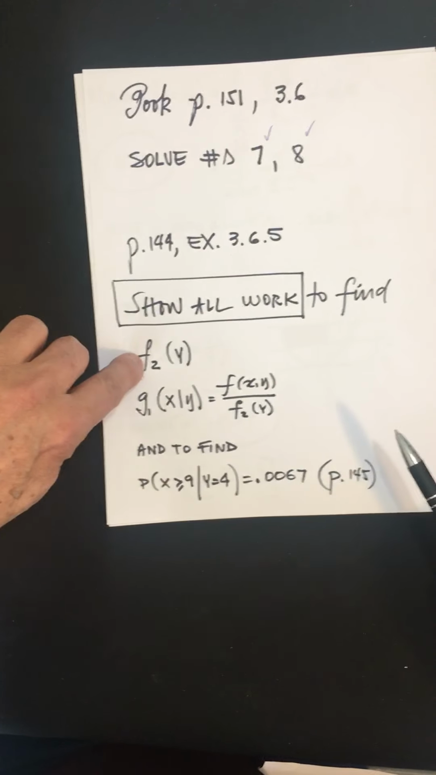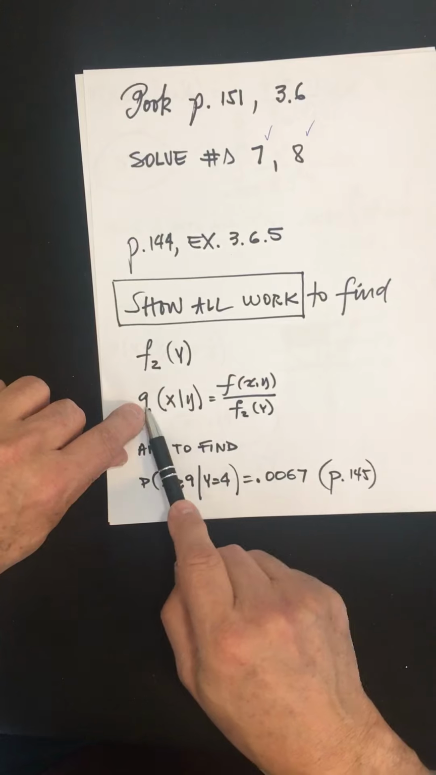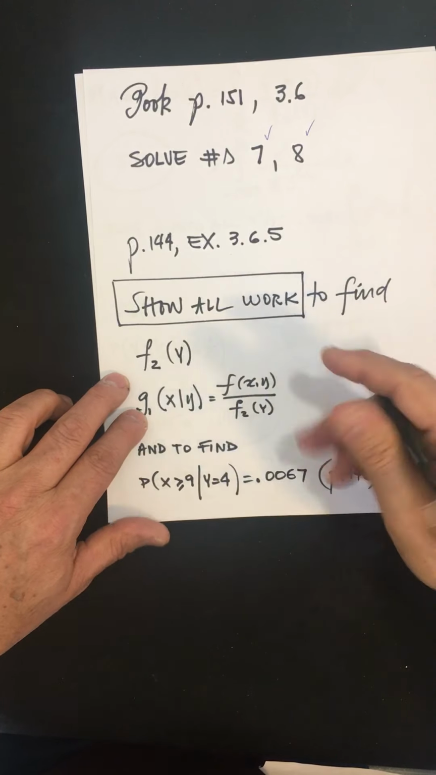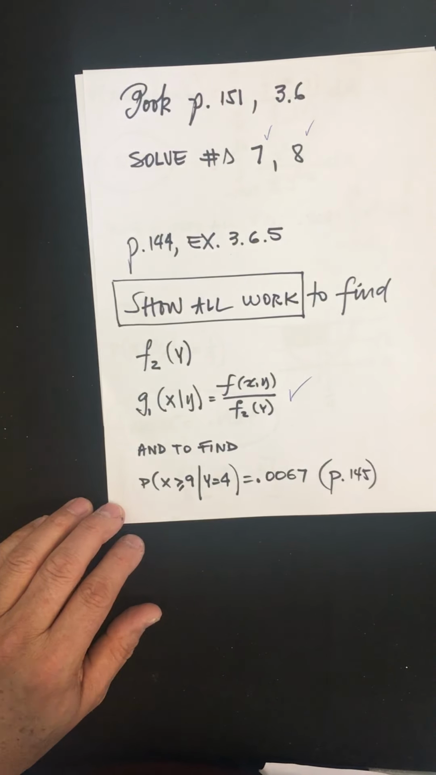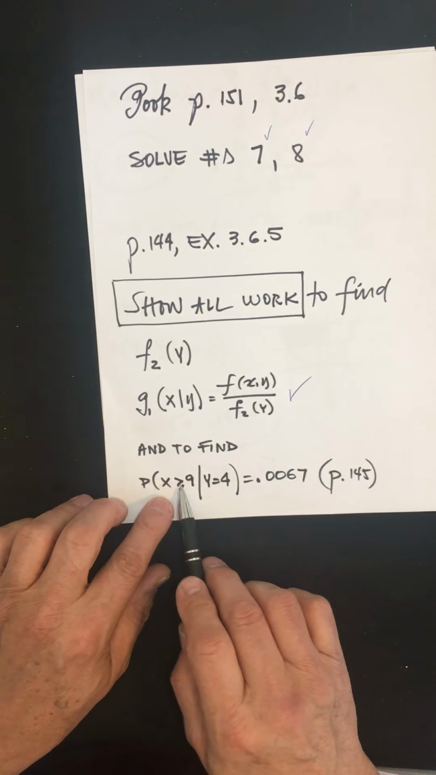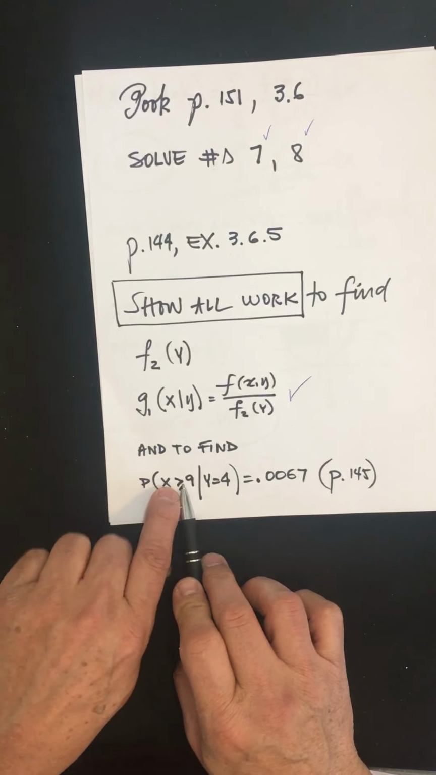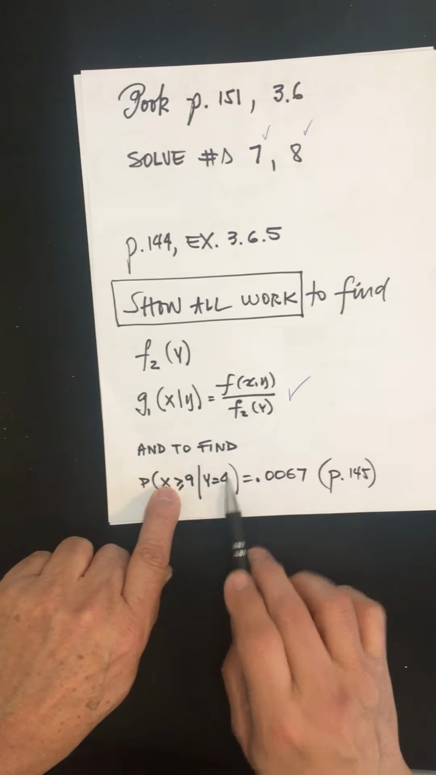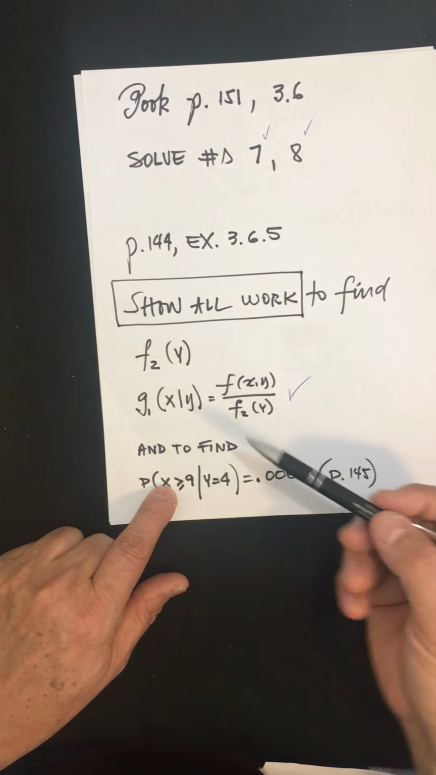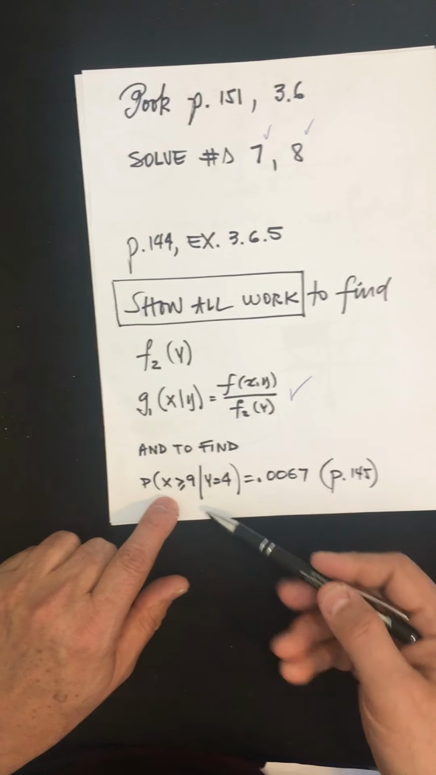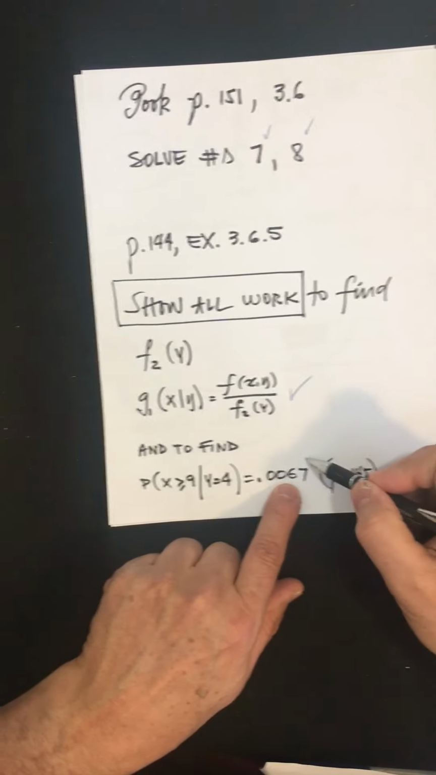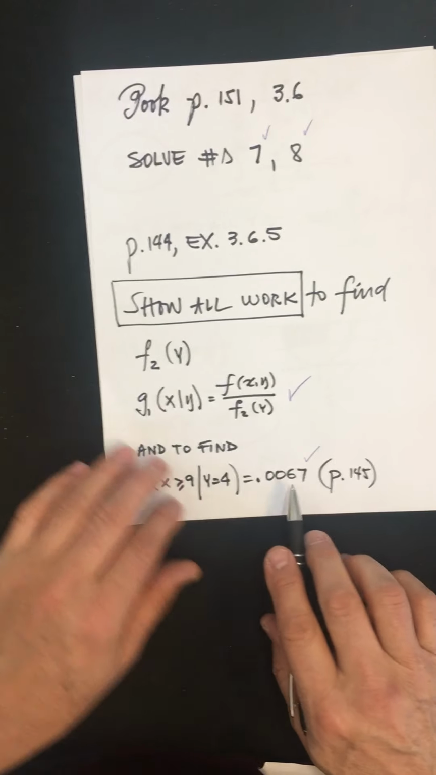Okay? Function 2 of y, you are given the function of x given y. This is the function of x given y. And you want to find the probability that x is greater than 9. Well, you're going to integrate dx. Okay? Given that the y is 5, so you must go to this page, 144, see the range of x and integrate dx from 9 to the top number, and you must find this value. If you can't find this answer, you did something wrong.